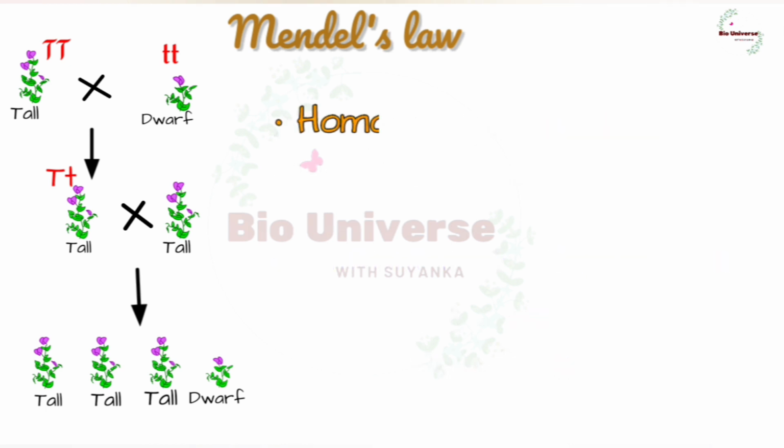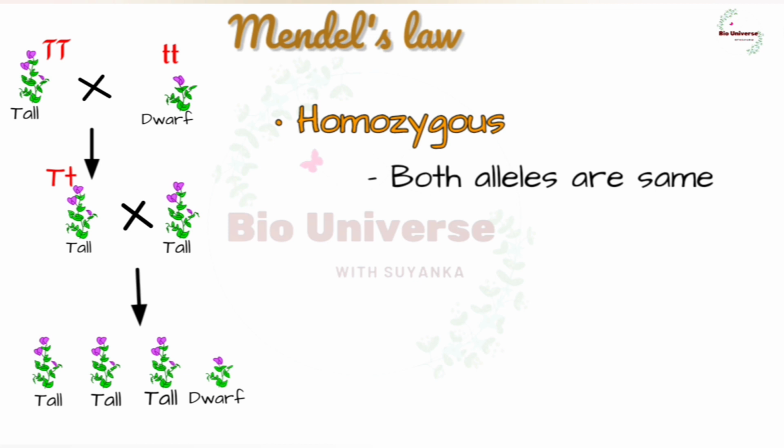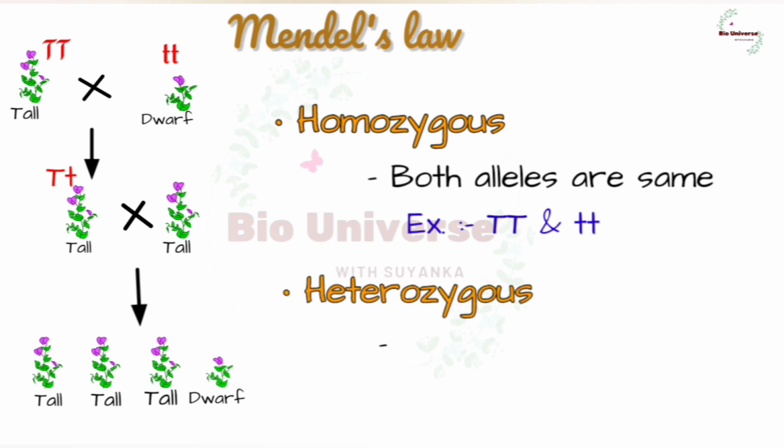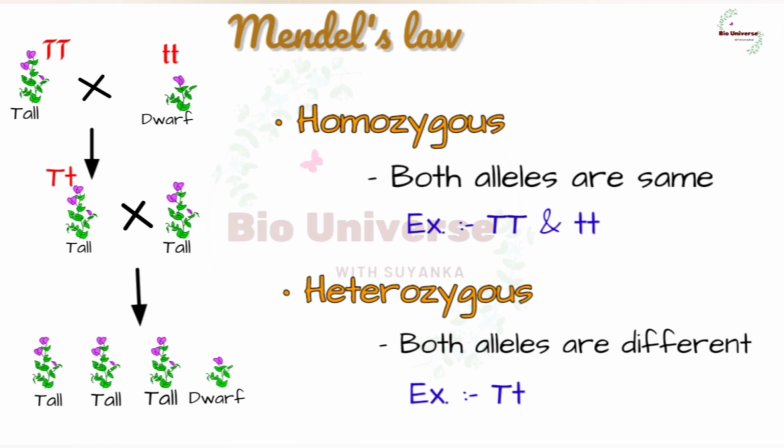A homozygous condition is one in which both the alleles are of the same nature, for example, capital T and capital T, or small t and small t. A heterozygous condition is one in which the alleles are of different nature, for example, capital T and small t.